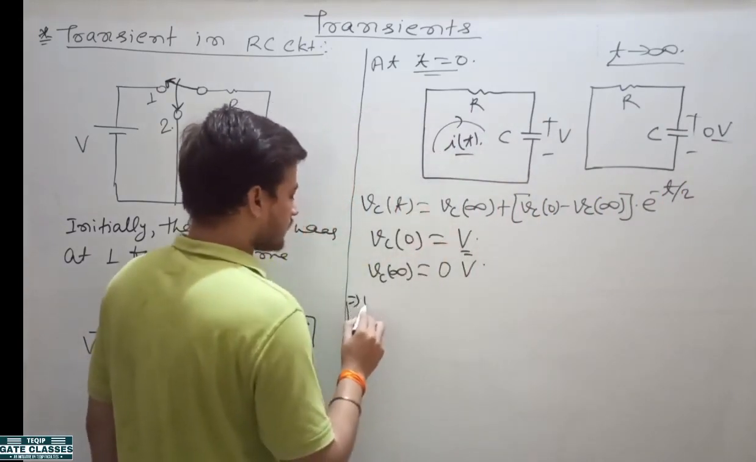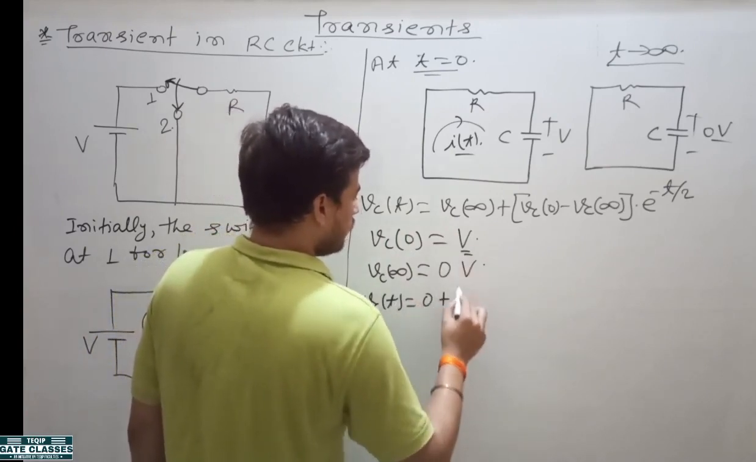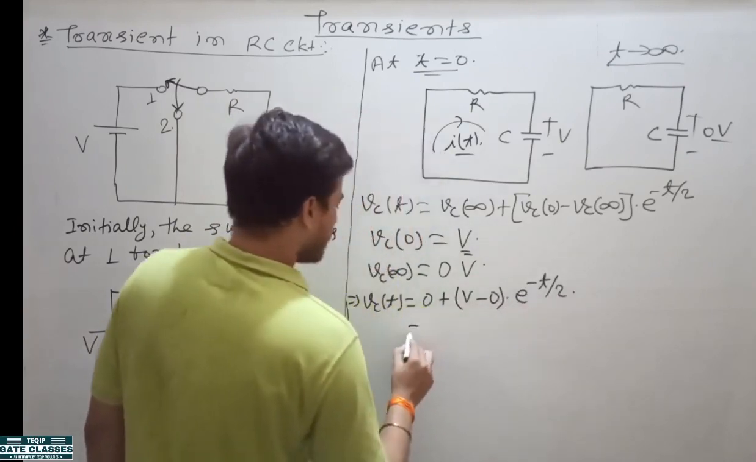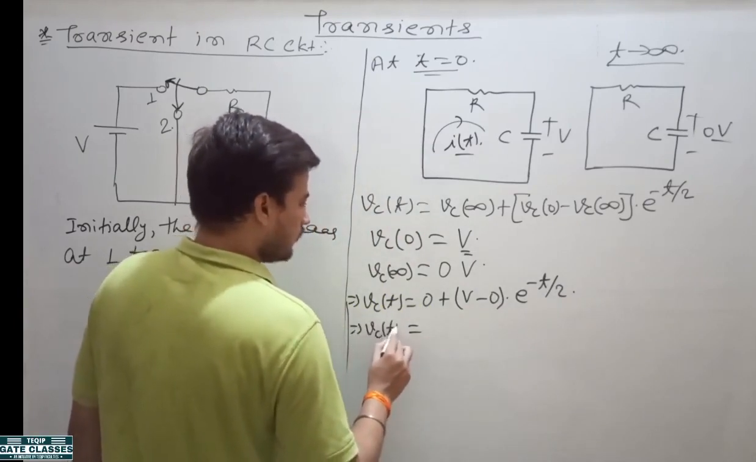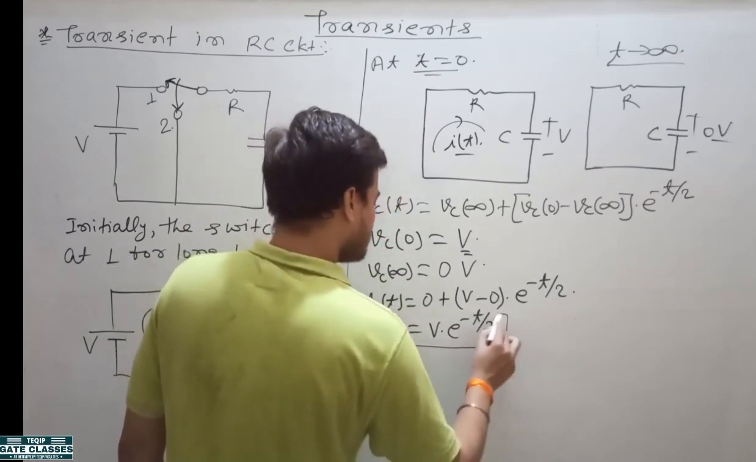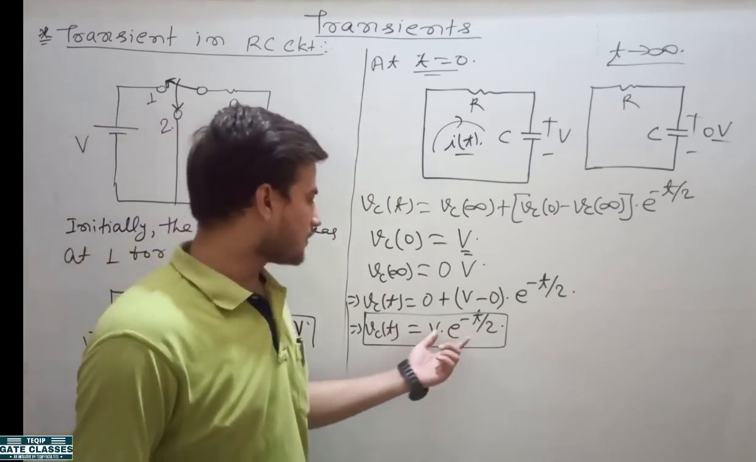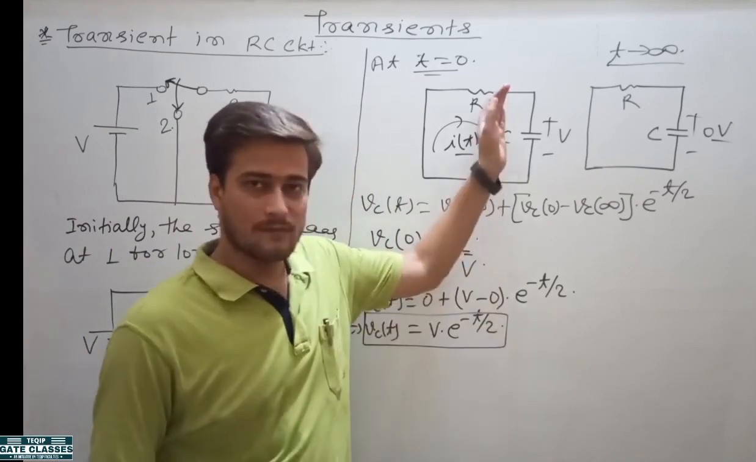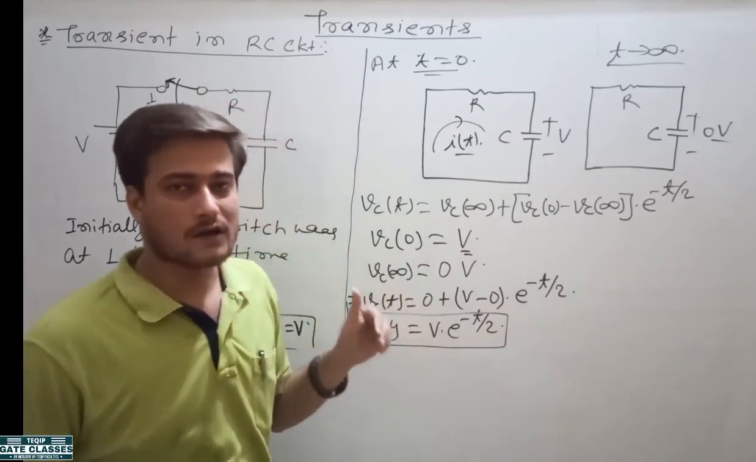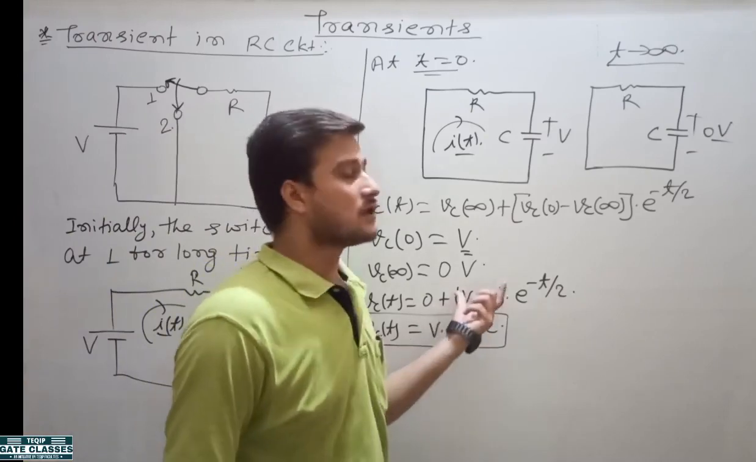So let's write the expression for VC(t). It will be equal to VC infinity 0 plus V minus 0 into e to the power minus t by tau. From here, VC(t) will be equal to V into e to the power minus t by tau. That means when the time t is equal to 0, the voltage will be maximum, and then the voltage will start decreasing exponentially. So this is the expression for voltage across the capacitor.